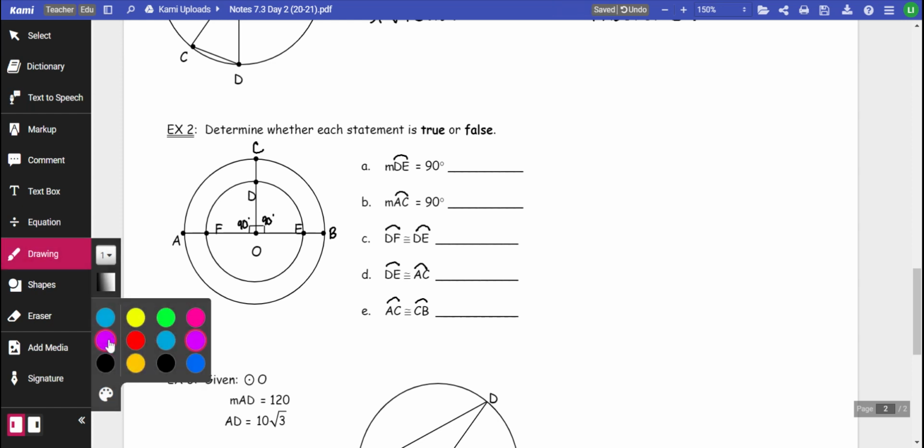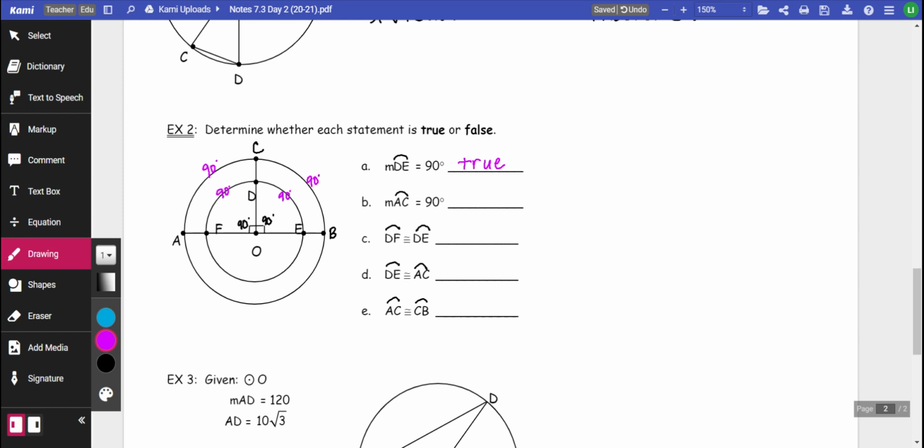Now, if those two central angles are 90 degrees, then I know their intercepted arcs are also 90 degrees. So part A, true or false: the measure of arc DE equals 90 degrees. Well, of course, that's true. We've already marked that that intercepted arc is 90 degrees.